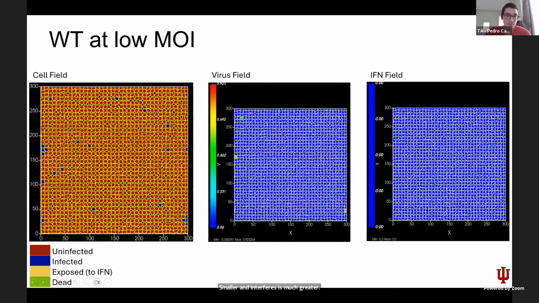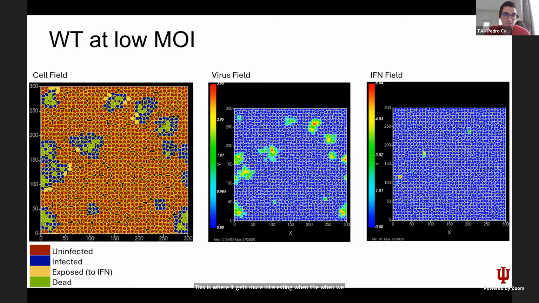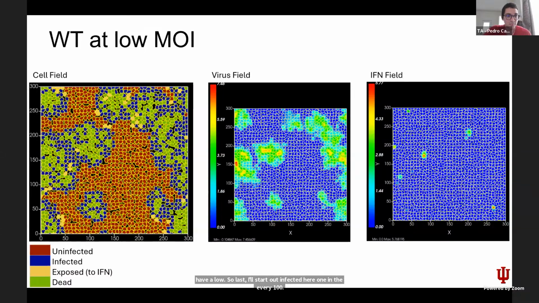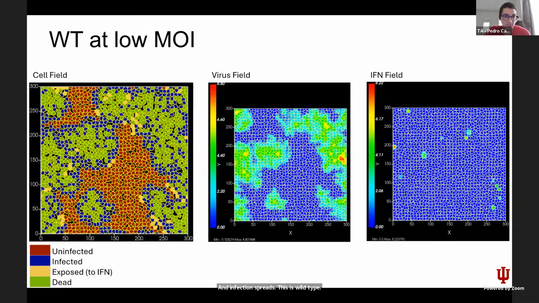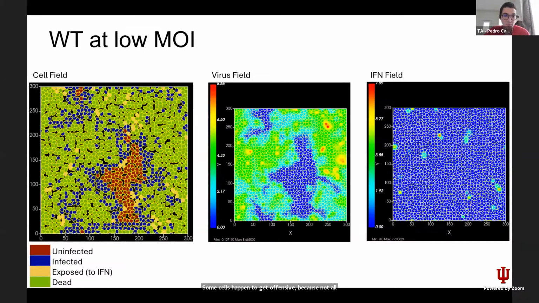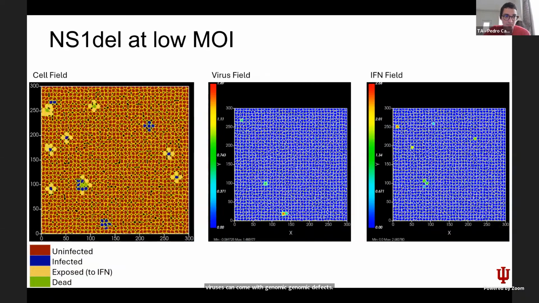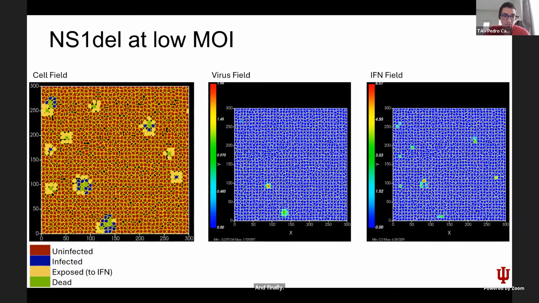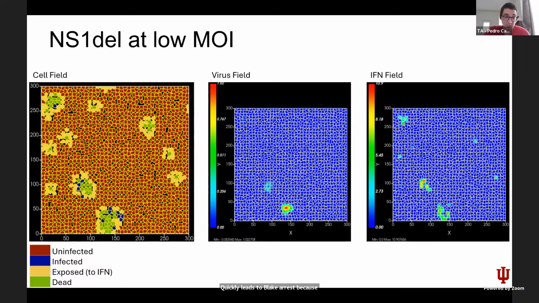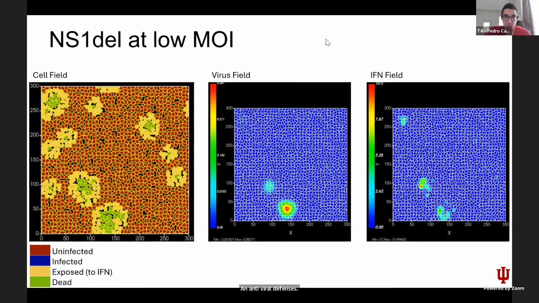This is where it gets more interesting, when we have a low MOI, so fewer cells start out infected. Here, 1 in every 100, and infection spreads. This is wild type. Some cells happen to get defensive because not all newly generated viruses come with genomic defects. And finally, with NS1 deletion, it quickly leads to plaque arrest because the cell and antiviral defenses are much stronger against the NS1 deleted virus.